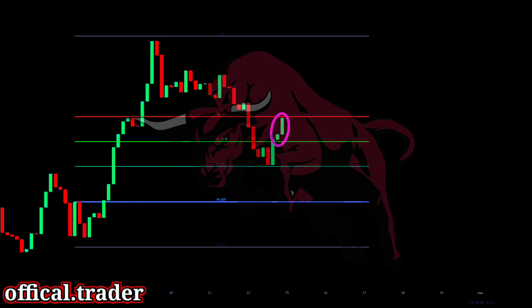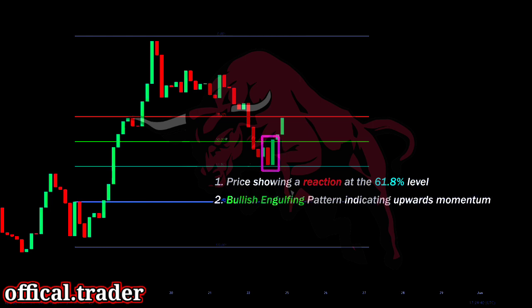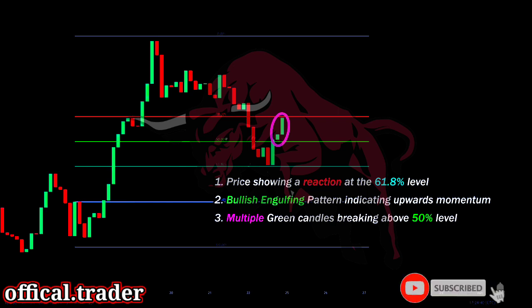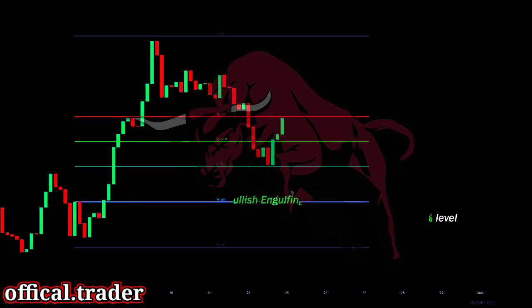Now, let's recap what we have currently. First, we have price showing a reaction at the 61.8% level, as shown by multiple candles failing to break below it. Then, we have a bullish engulfing pattern indicating that there's some sort of upwards momentum at this level. And finally, we have multiple green candles breaking above the resistance at the 50% level, which further confirms the upwards momentum that we already have. So based on the price action, it is likely that the price will bounce off at this level. And so this is a good opportunity to take a long position.